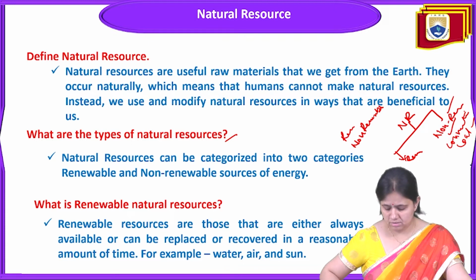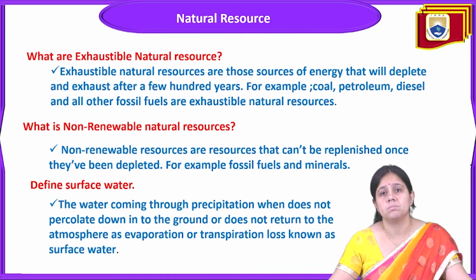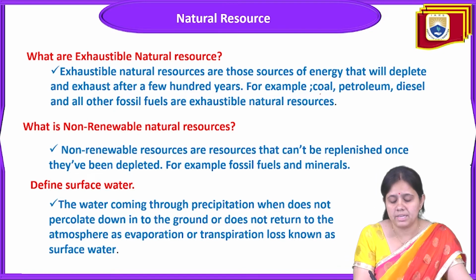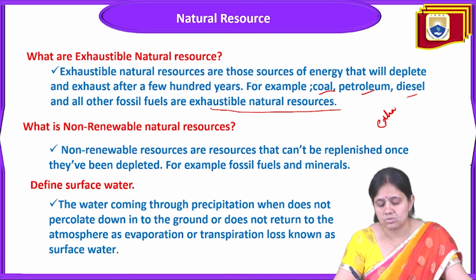So now comes the next topic: what are exhaustible natural resources? Exhaustible natural resources are those sources of energy that will deplete and exhaust after a few hundred years. For example, coal, petroleum, diesel, and all the fossil fuels are exhaustible natural resources. Means those resources that will be exhausted after some years are called exhaustible natural resources.